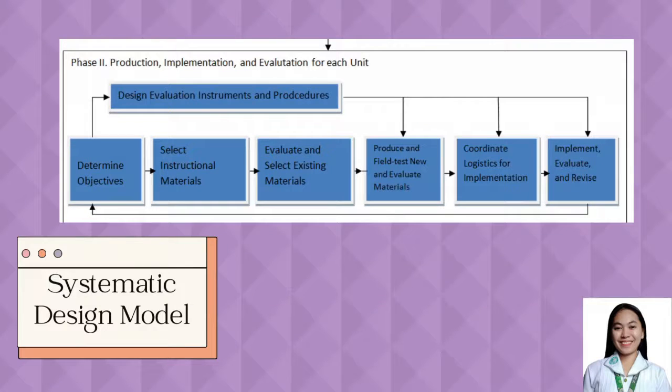Next is Phase 2, or production, implementation, and evaluation for each unit. In the second phase, the model contains determine objectives, select instructional formats, evaluate and select existing materials, design evaluation instruments and procedures, produce and field test new and revised materials, coordinate logistics for implementation, and implement, evaluate, and revise the project. In this phase, it allows curriculum workers to design for the production and implementation of the curriculum and focus on the importance of the evaluation of instructional materials to ensure the smooth implementation of the curriculum. As we can see in the figure, it involves a series of tasks which, if carefully followed, may result in a relevant and effective curriculum.